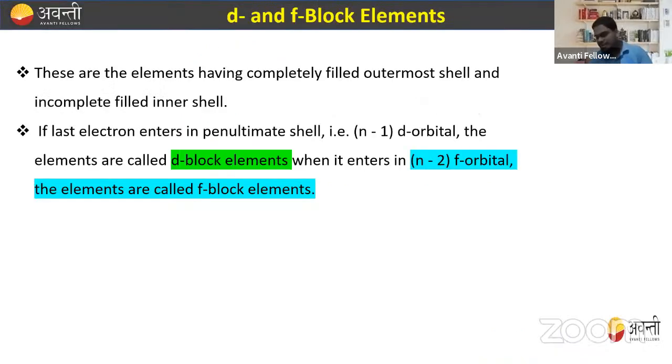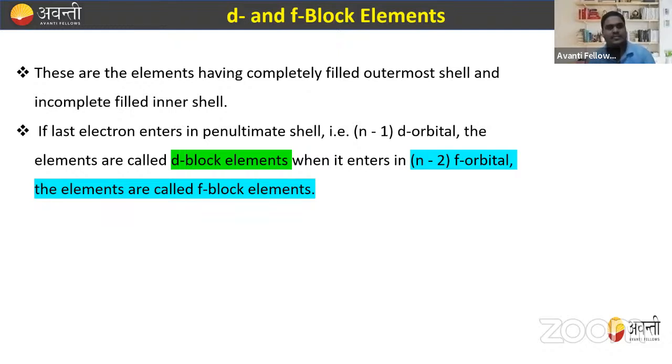What do you mean by this term D and F block elements, right? So in the starting, we're going to cover some important and basic, fundamental things, and later we are going to discuss all the properties of D and F block elements, right? So first, in the first half, we are going to understand the concept of the D block elements, and in the later half, we are going to understand F block elements in detail, right?